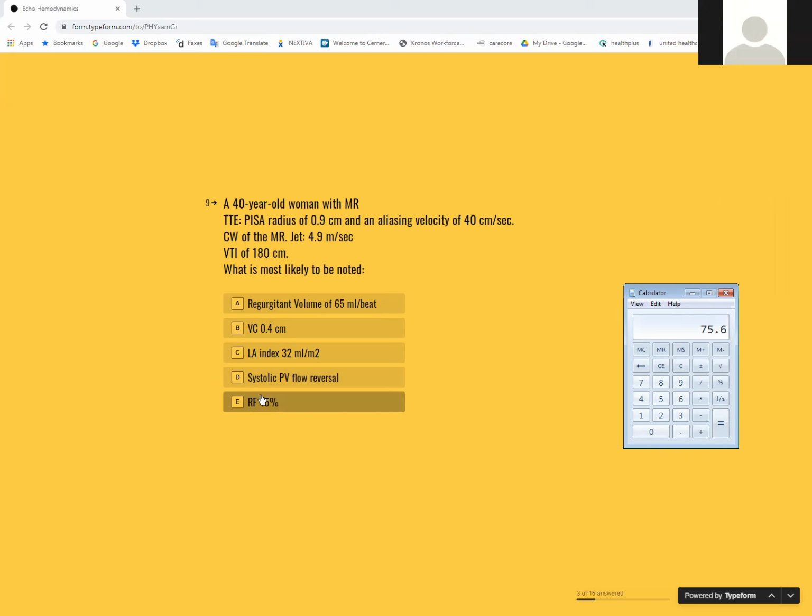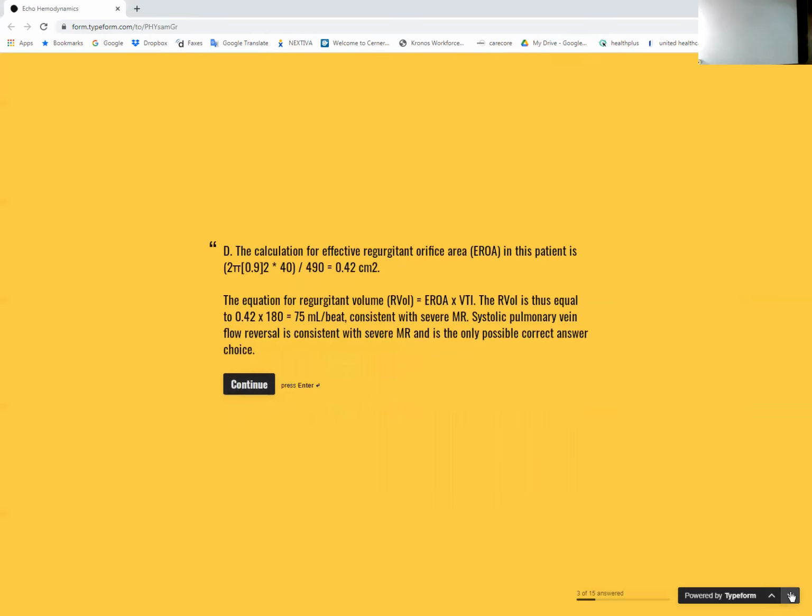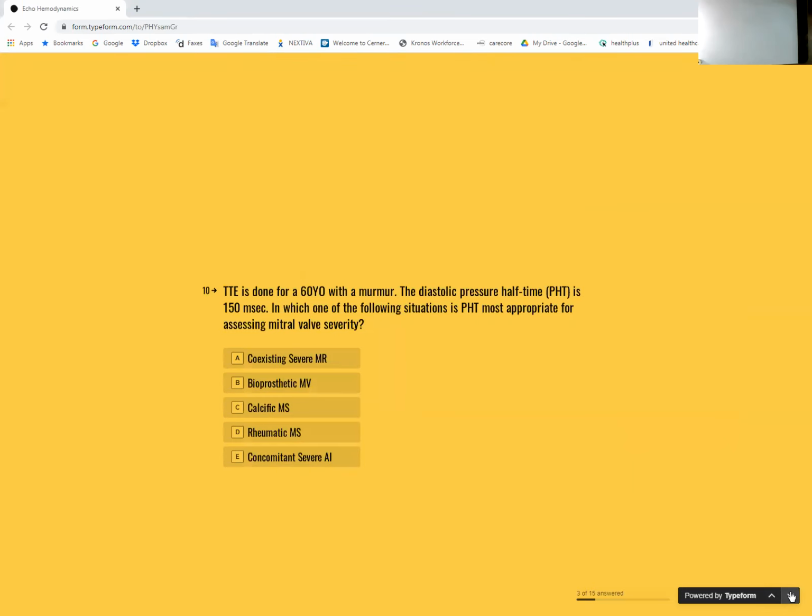Can you get the regurgitant fraction? We need to know what the stroke volume is. No, you're missing the stroke volume, correct. So that's irrelevant because you can't. And also this regurgitant fraction is consistent with moderate. Regurgitant fraction over 50% is considered severe. So that's not applicable, nor can we measure it in this case. Okay, so that's the answer.